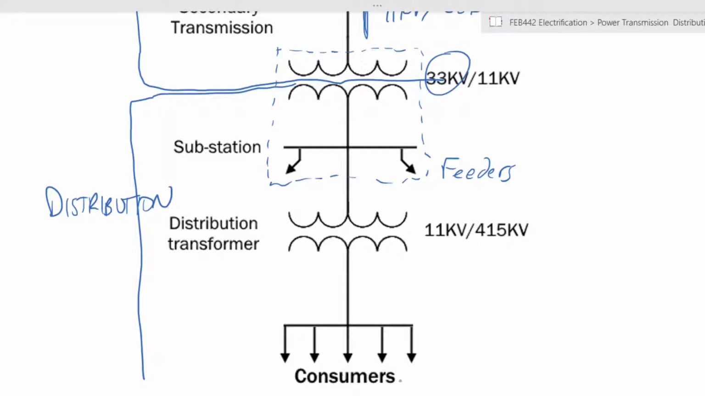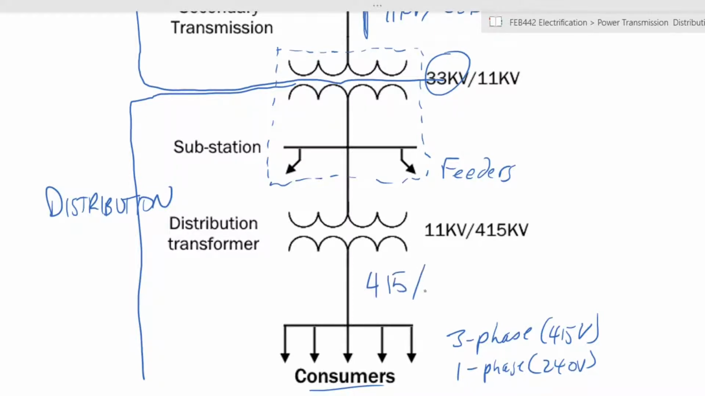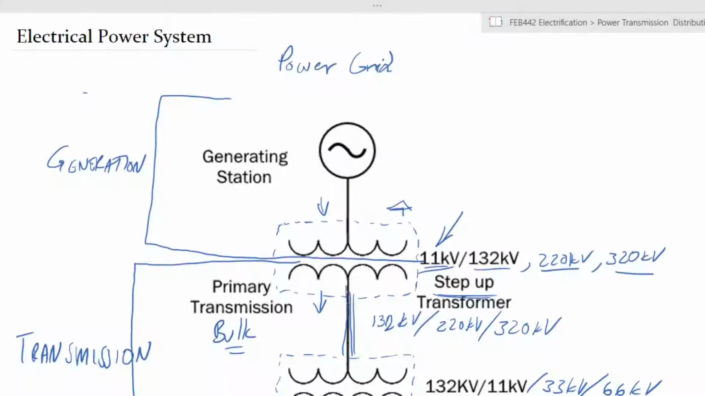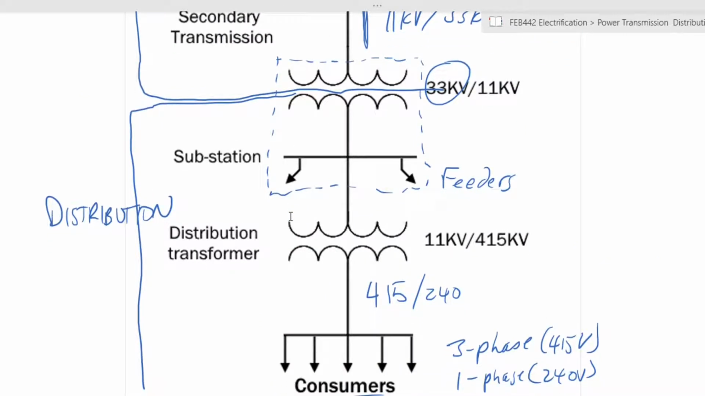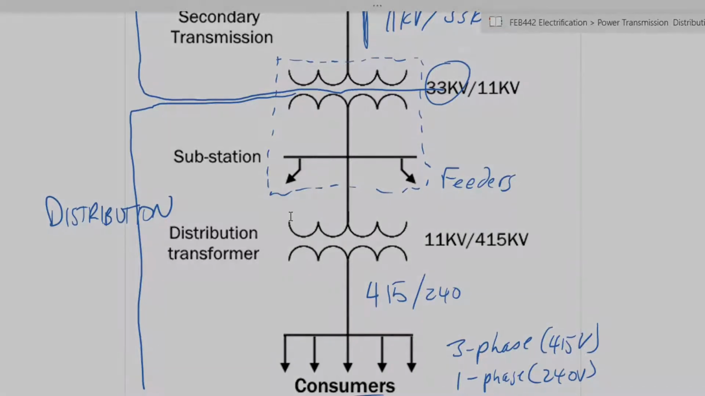And then, of course, the consumers will be taking it either at 3-phase or at single phase. So these lines will be 415/240. This is called the one-line diagram of a power system. And these are things you can practically see as you walk around the country, as you move around the country, you will physically see these things.